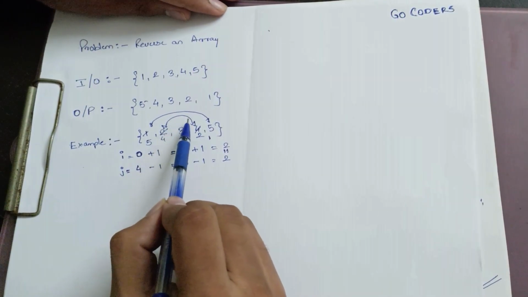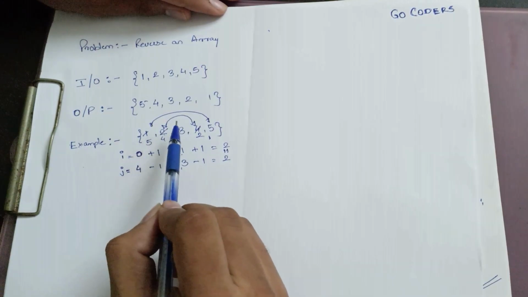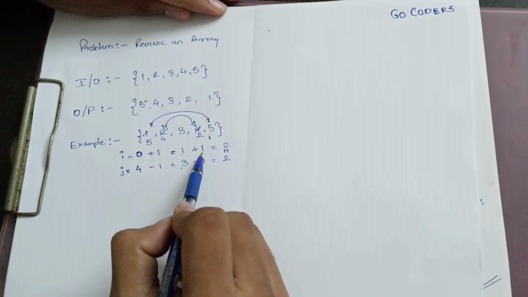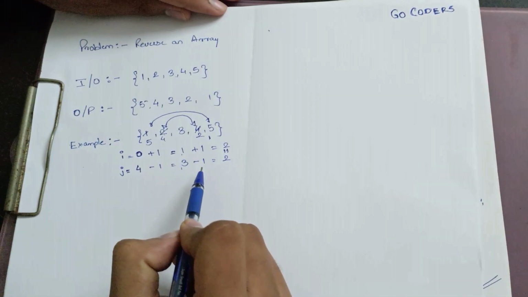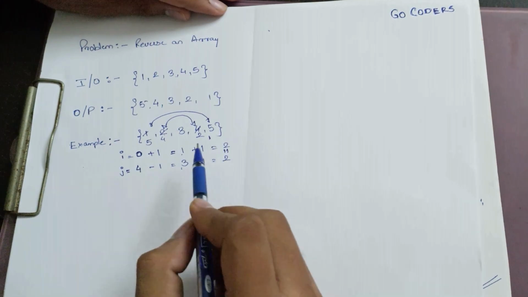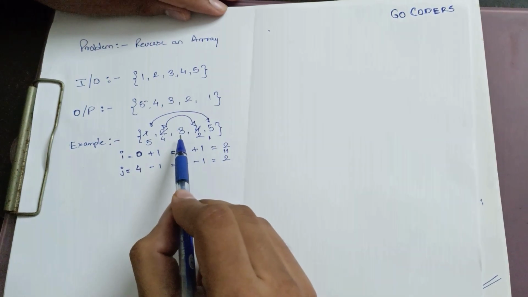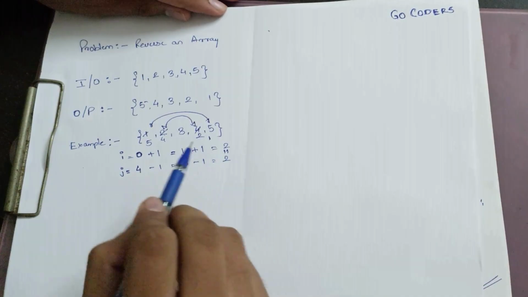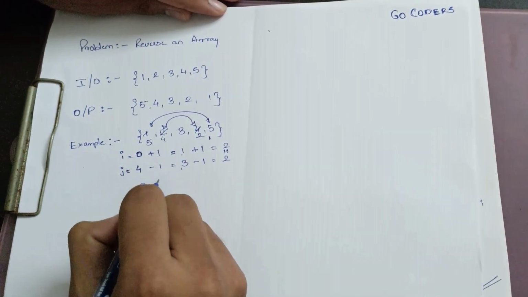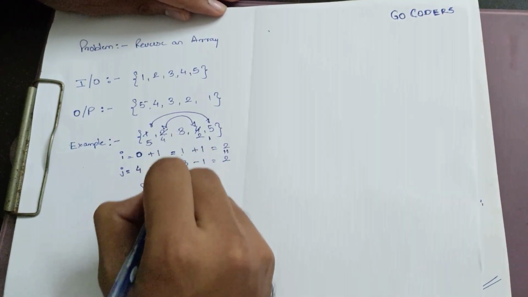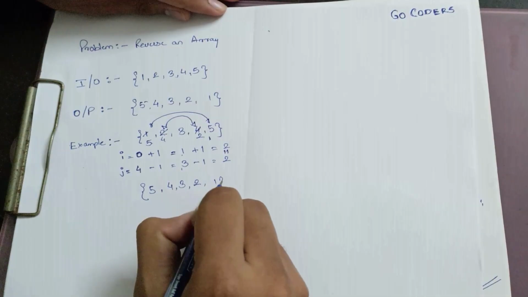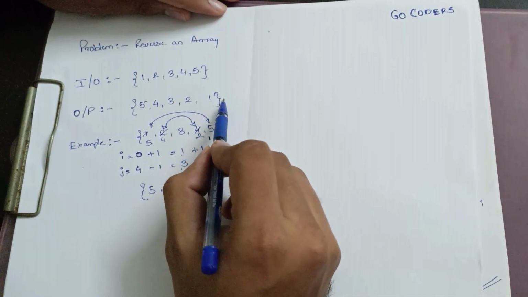Then we swapped the elements pointed by i and j. So 4 came here and 2 came here. Then we again incremented i by 1 and decremented j by 1. So i was 1 plus 1, which is 2, and j was 3 minus 1, which is 2. Now i and j both point to the same element, so we stopped and we got our final output. We got 5, 4, 3, 2, 1, which is equal to our expected output.